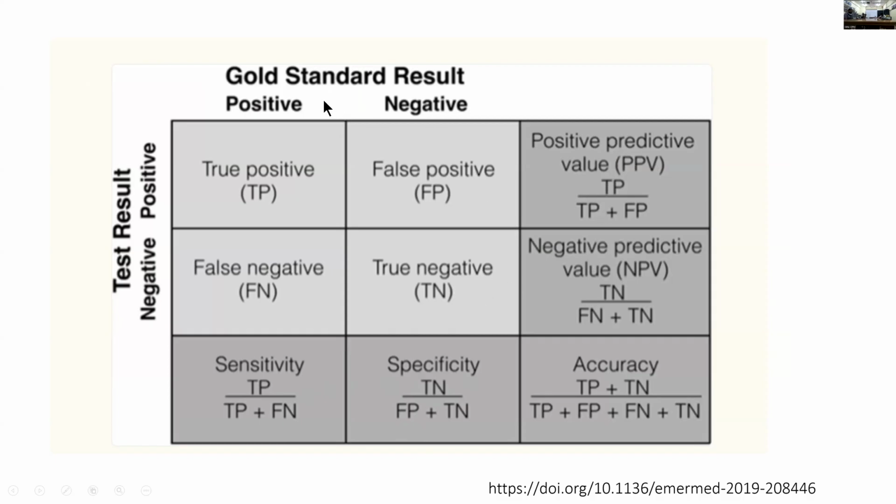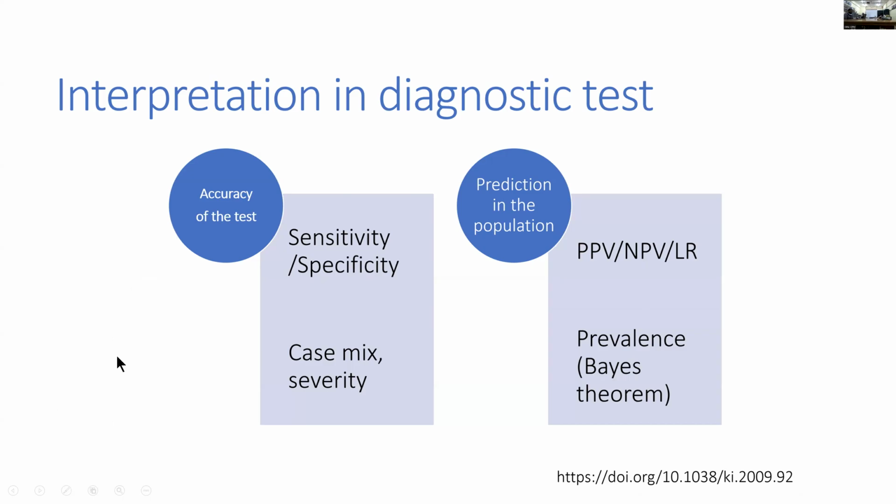At the top of the table would be disease, or the gold standard test, positive or negative, and the index test which we are testing, positive or negative. Sensitivity is the proportion of true positives in people who have the disease. Specificity is the proportion of true negatives in the people who don't have the disease. The predictive value talks about the test: true positives among all the patients whose test has come as positive, and similarly for negative predictive value. We'll look at this in detail.